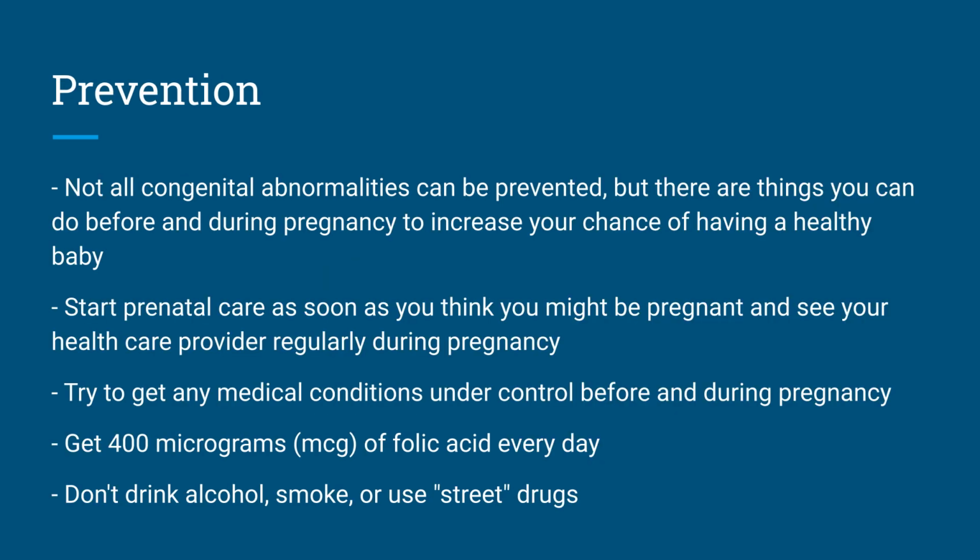Not all congenital abnormalities can be prevented, but there are some things that can be done before and during pregnancy to increase your chances of having a healthy baby. Start prenatal care as soon as you think you might be pregnant and see your healthcare provider regularly during pregnancy. Try to get any medical conditions under control before and during pregnancy. During pregnancy, try to include 400 micrograms of folic acid every day, and don't drink alcohol, smoke, or use street drugs.